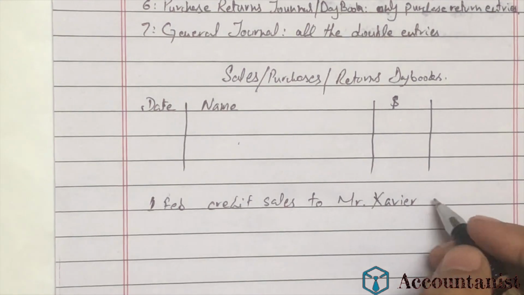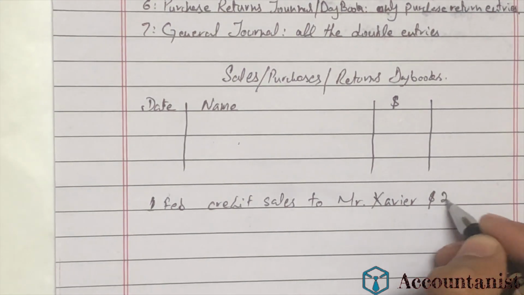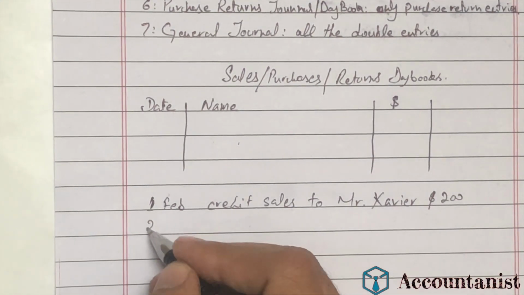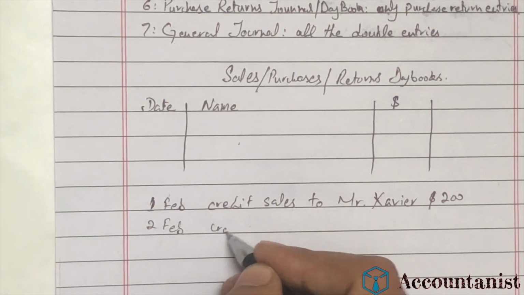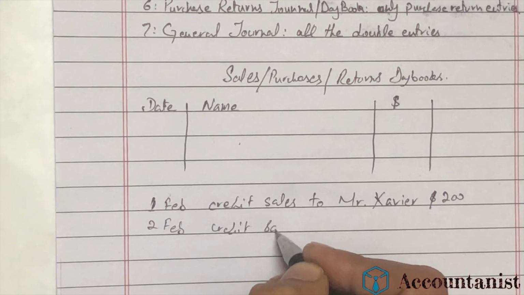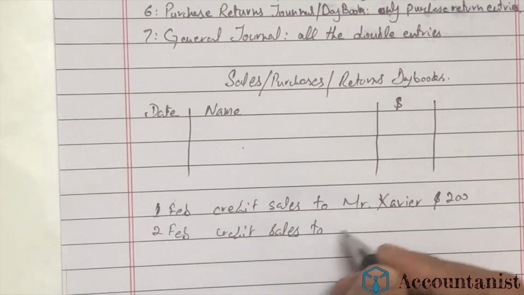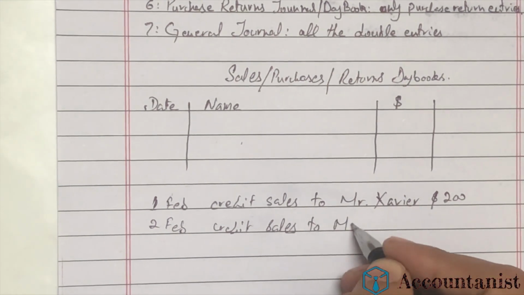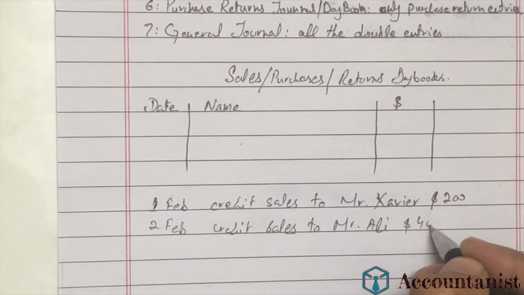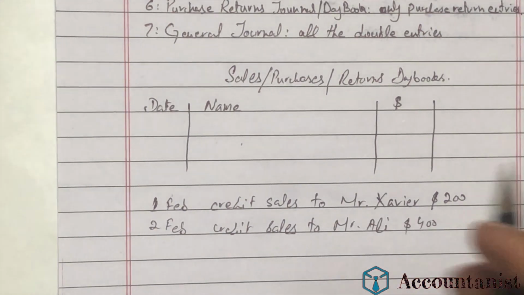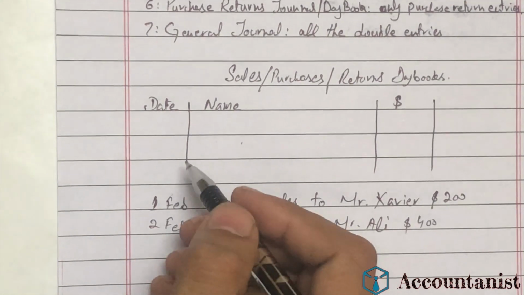Xavier, $200, and on 2nd of February we made credit sales to Mr. Ali, $400. So these are the two transactions that we made.